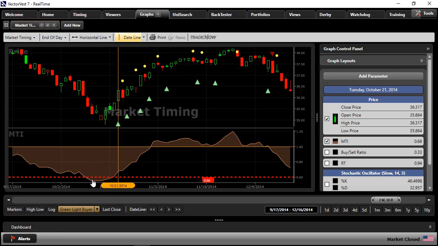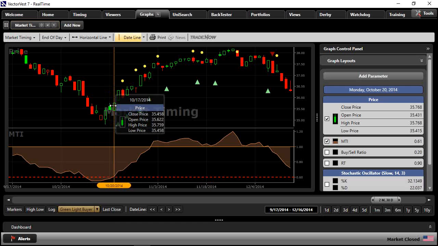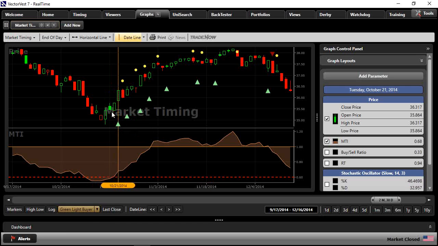The blast off phase is when the MTI gets to right around 0.60, falls below 0.60, and you get this sharp reversal. Primary wave turns up, and then the green light appears in the price column of the color guard. That's the beginning of phase 1.